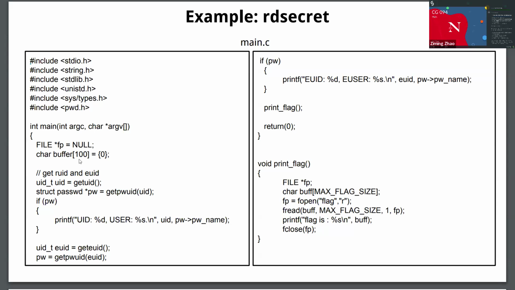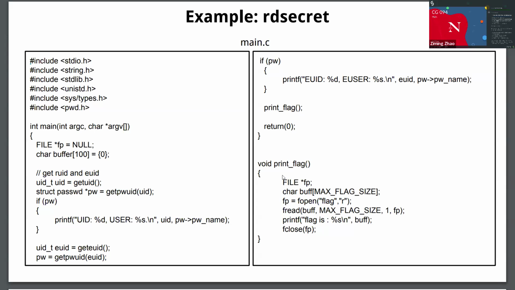Then we're going to call the system call geteuid. Because this is a set UID program, when we do geteuid, we're getting the owner's UID. The owner we will set as root. Okay. Then we will print out the flag. There is a function called print flag. Basically, the print flag function is very simple. It will open the flag file, read that into a buffer, then just print it out.